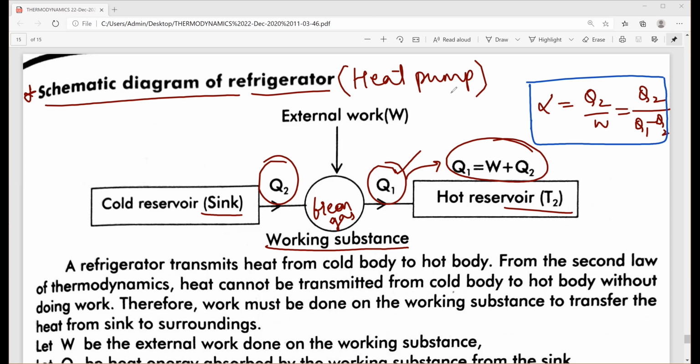Mathematically it is represented as the coefficient of performance of a refrigerator. The formula is alpha is equal to Q2 divided by W, which is also represented as Q2 divided by Q1 minus Q2.